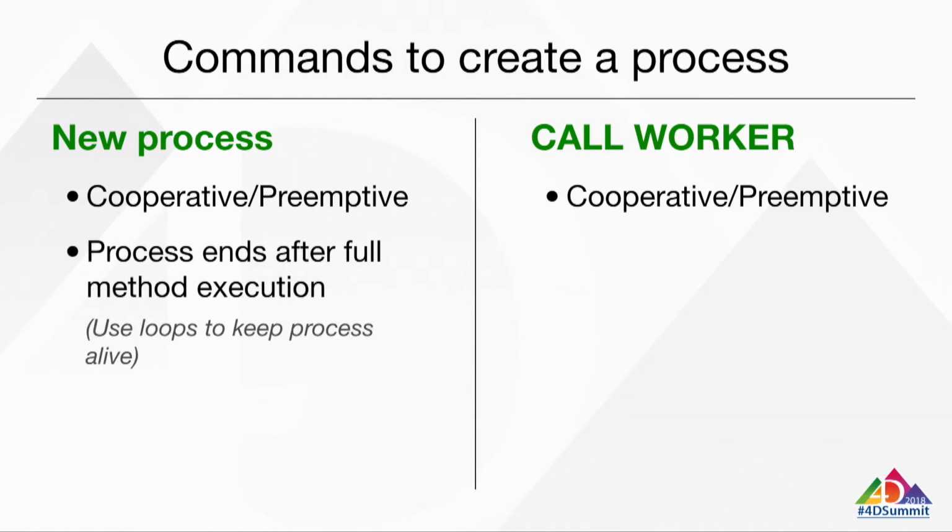For the New process command, the process will end when the whole method execution is finished. Let's just say you have 5 lines of code. You hit line number 5, and then you're done, the process is gone, right? Most of the time we use this command to run some kind of stored procedure. So to maintain the process in the background, we'll do some kind of looping mechanism to keep that process alive.